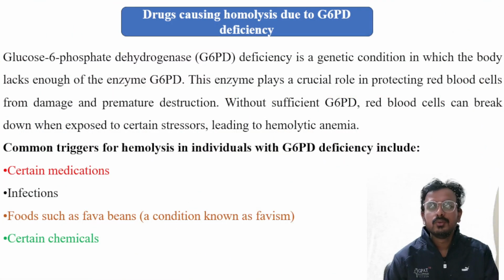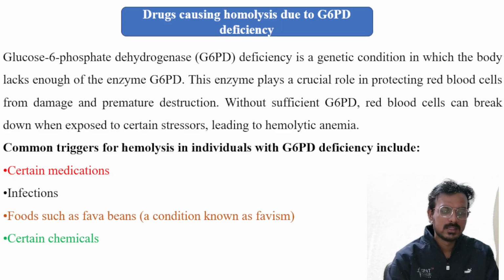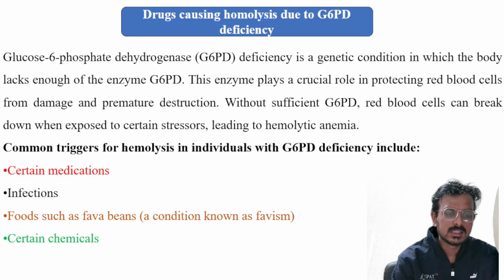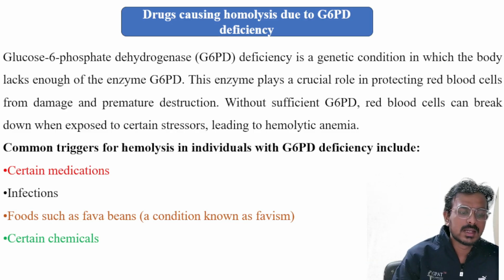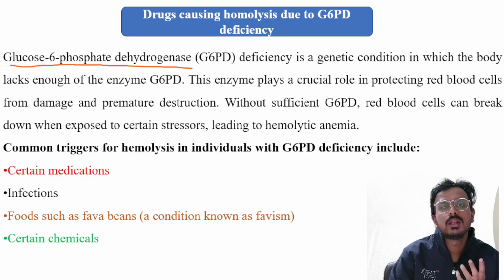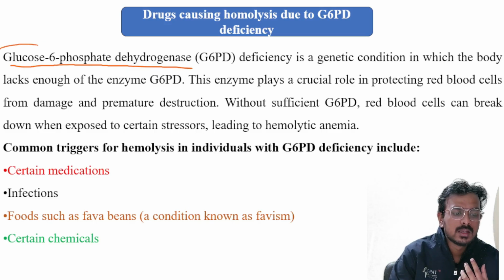In this video, we are going to discuss the drugs that cause G6PD deficiency. So let's understand what G6PD means. G6PD is an enzyme. The name of the enzyme is glucose-6-phosphate dehydrogenase. This is basically a condition when there is a lack of this enzyme.